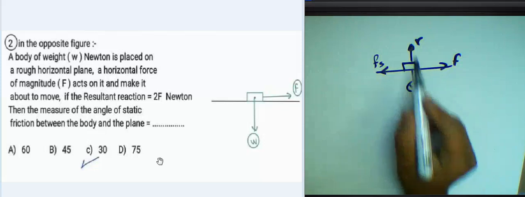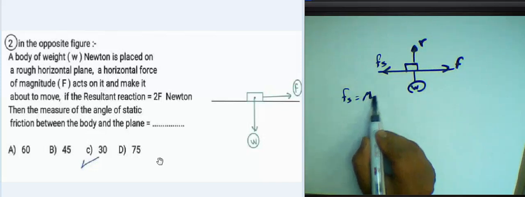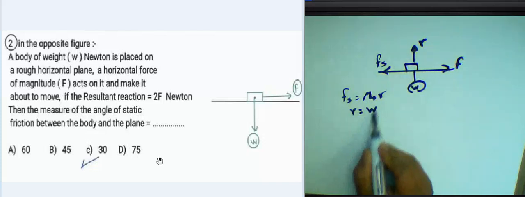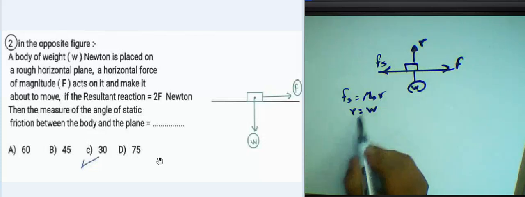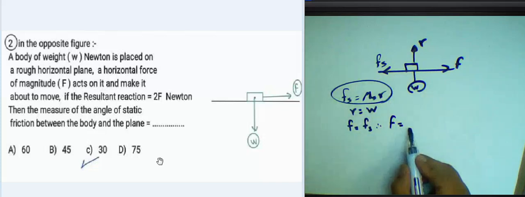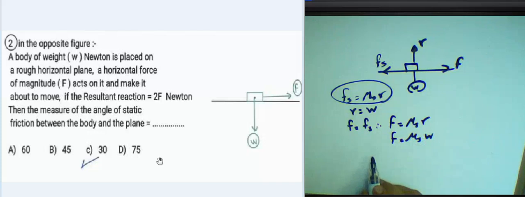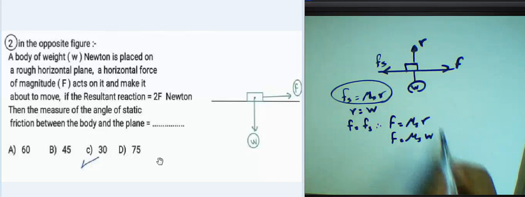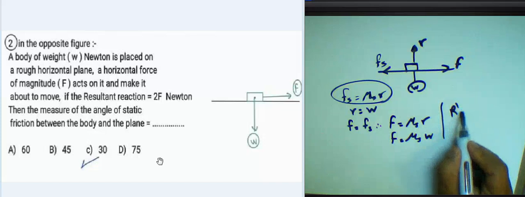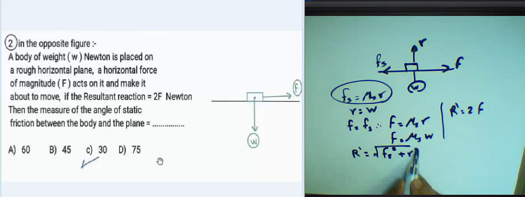We know left-hand side equals right-hand side and up equals down here. Then we know F of static equals mu S times R, and we have R equals weight. Then we can cancel R and write F here equal F of static, then force F equals F static equals mu of static multiplied by R, then F equals mu of static multiplied by weight. And he gives us in this example the resultant reaction R dash equal to 2F, and we know R dash equals square root of F static power 2 plus R power 2.